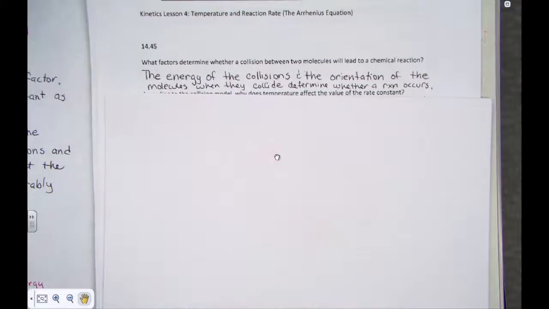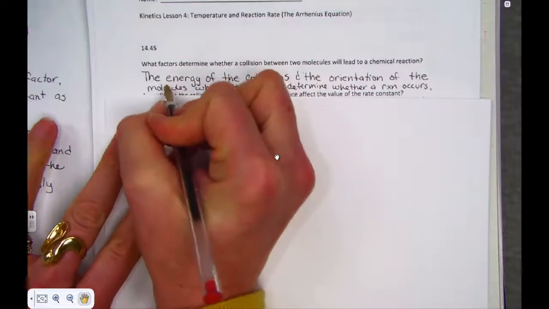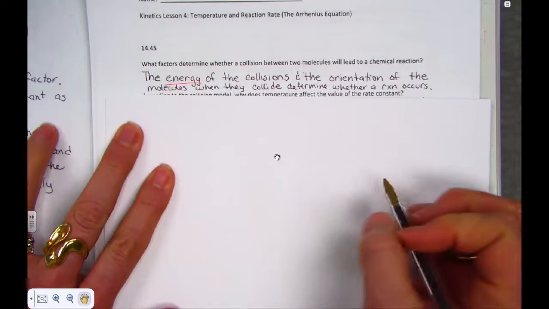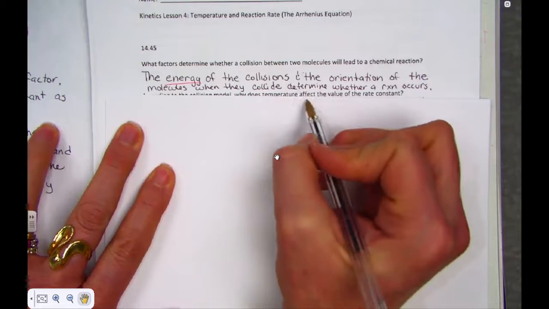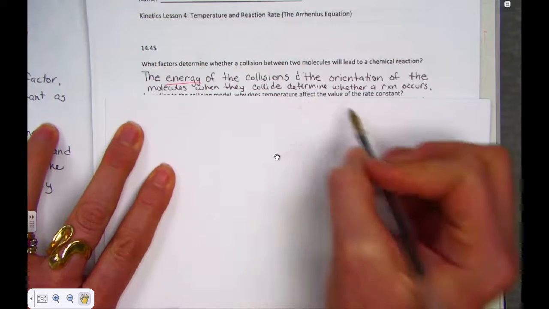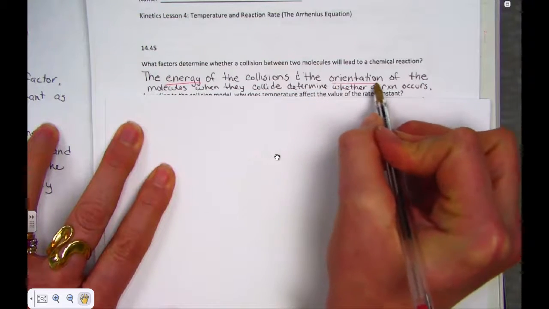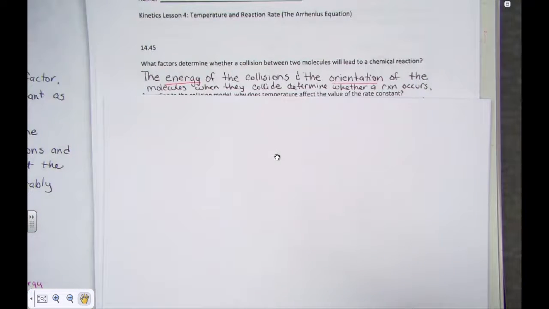The two things are the energy of the collisions and the orientation of the molecules, which will determine whether or not a reaction occurs. So we need to know if the energy meets the criteria of making it over the energy barrier, called activation energy, and if the collisions were successful with the right orientation. So not only do they have to hit with enough energy, they have to hit with the correct orientation so that bonds break and new bonds can form.